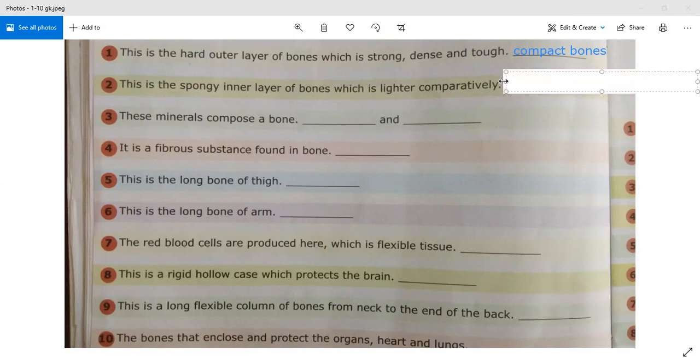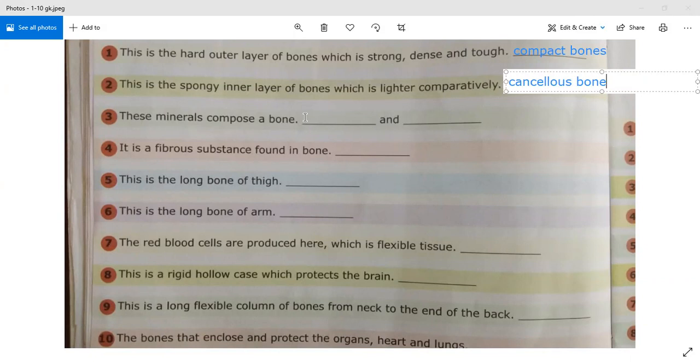Its name is cancellous bones. C-A-N-C-E-L-L-O-U-S bone. But you write down the spellings very carefully. So this spongy inner layer of bone's name is cancellous bone. Now let's move to the next question.